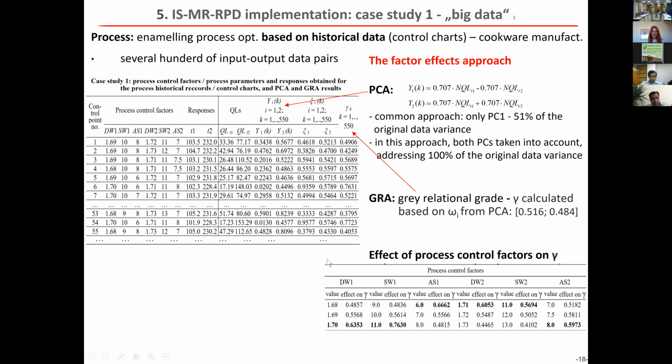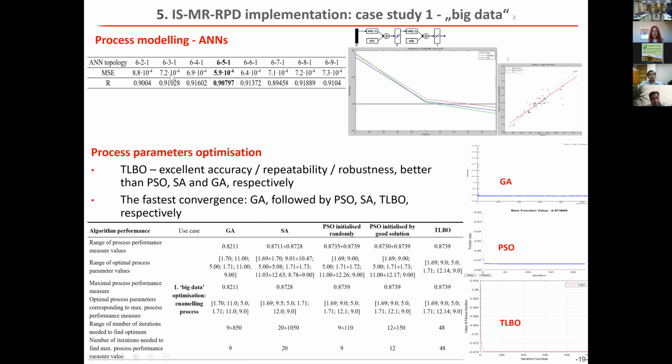So based on that, I developed a process model using artificial neural nets with only 3 layers. You can see these neural nets are quite good. The error is on the order of 10, and R is around 0.91, which is not perfect, but not bad.